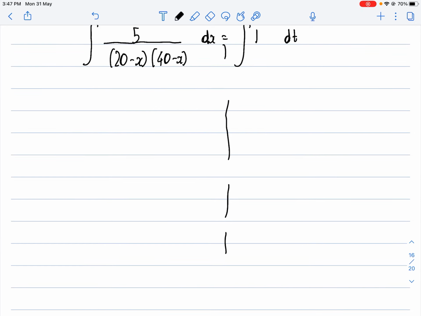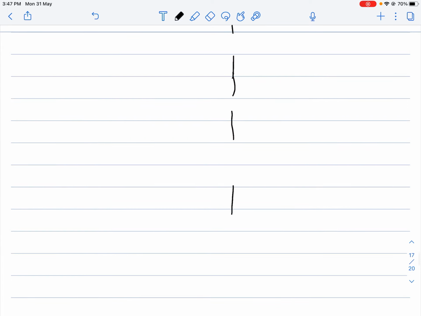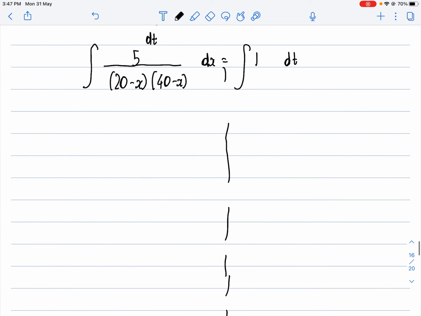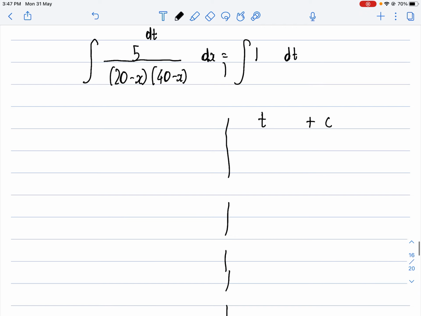So I can split this into parts. Two parts here. The first part, the integration of 1, will be t, correct? Because there are no limits, it's indefinite integration, so I'll add a c with it. Agreed? Now I need to solve this.